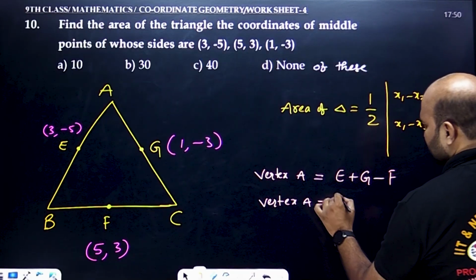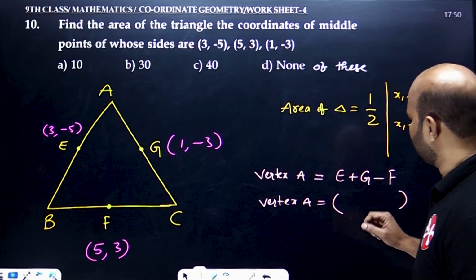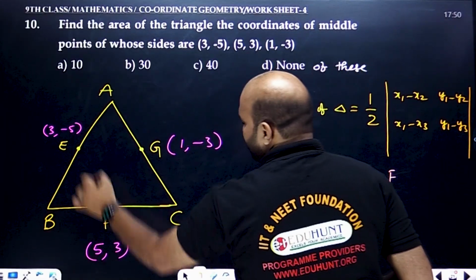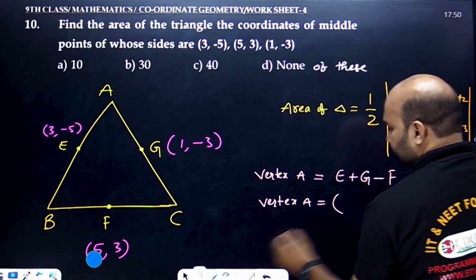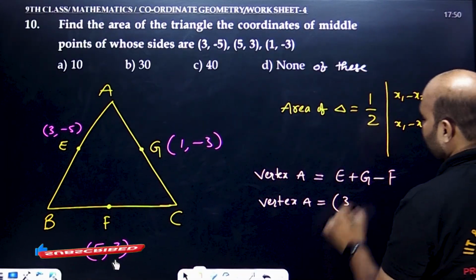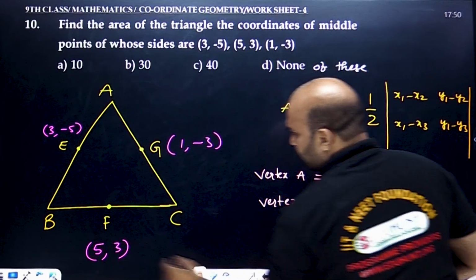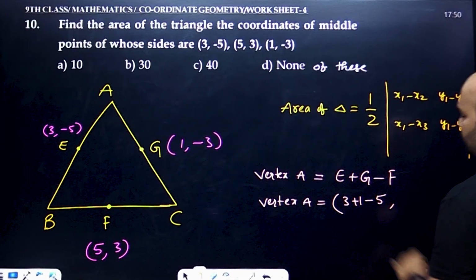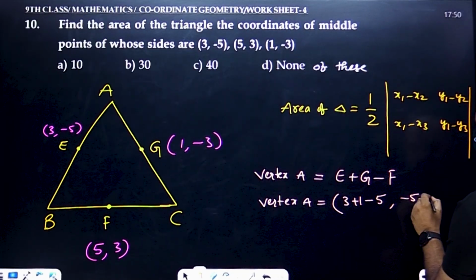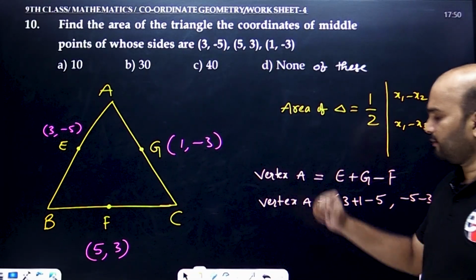So vertex A means the A coordinates. What is the A coordinates here? E plus G minus F. First we need to find the X coordinates of E, G and F. The X coordinate of E is 3, plus the X coordinate of G, 1, minus the X coordinate of F, 5. For the Y coordinates: E's Y coordinate is -5, G's Y coordinate is -3, minus F's Y coordinate, 3. Am I clear? So clearly we need to verify it.